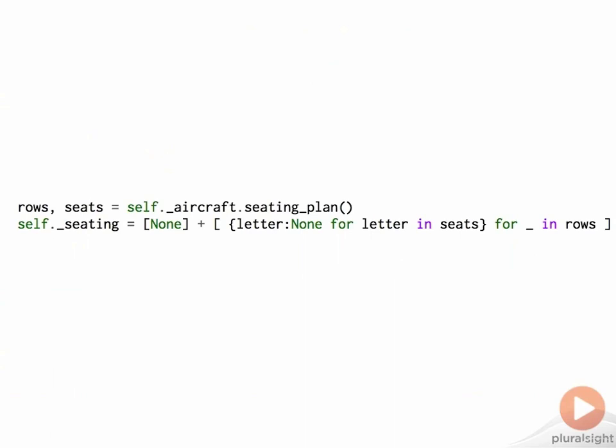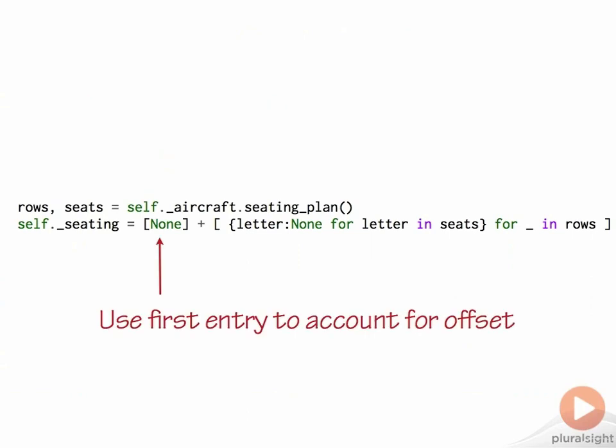We initialize the seating plan in the flight initializer using this fragment. In the first line, we retrieve the seating plan for the aircraft and use tuple unpacking to put the row and seat identifiers into local variables. In the second line, we create a list for the seat allocations. Rather than continually deal with the fact that row indices are 1-based, whereas Python lists are 0-based, we choose to waste one entry at the beginning of the list. This first wasted entry is the single element list containing None.